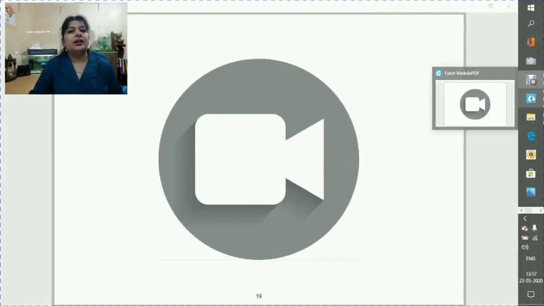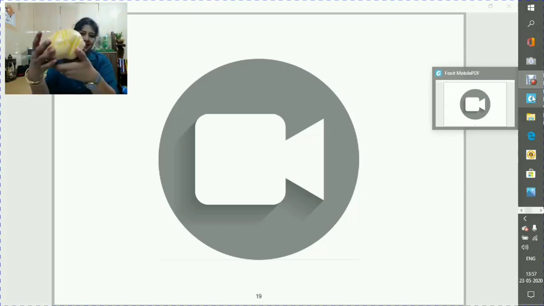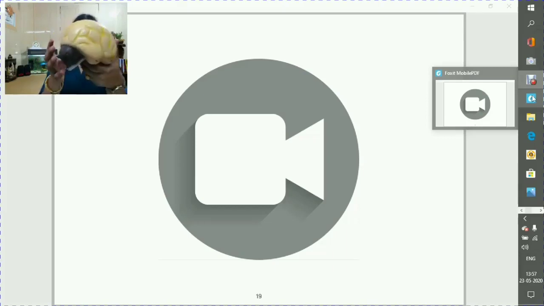Happy learning. Do you know that one thing that can help you to claim yourself as a 21st century educator? Yes. This is the one. Can you see this? What is this? This is the model of the brain.